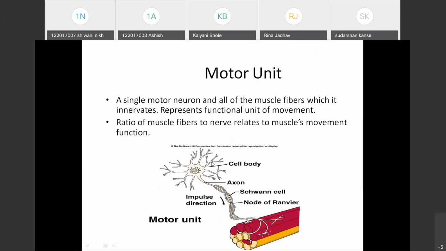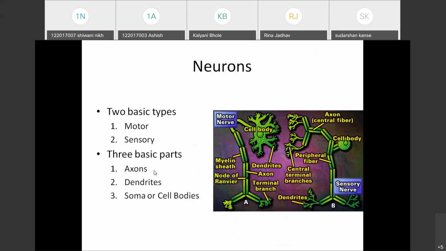We have already seen that when the signal is carried from the nervous system to the muscle, it is called a motor unit, and the nerve is called a motor nerve. So come back to the neuron. Two basic types: motor and sensory. Motor means which is giving the actuator signal, the motor signal, the action signal.